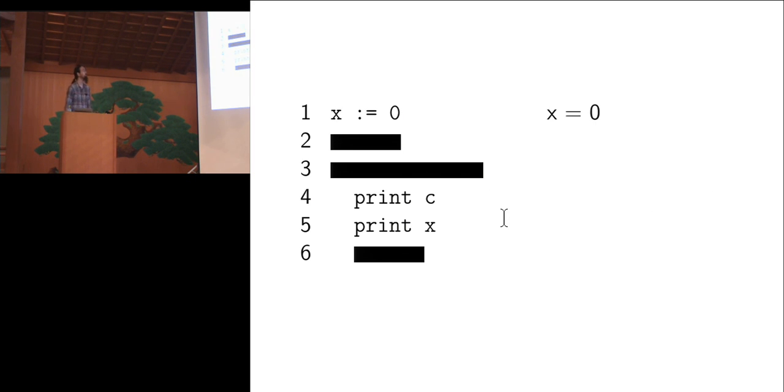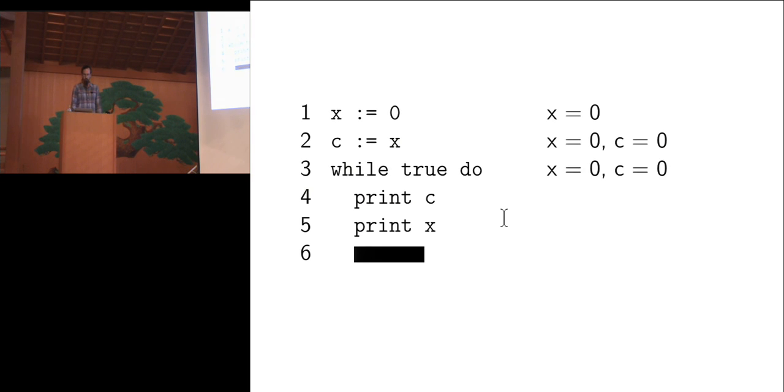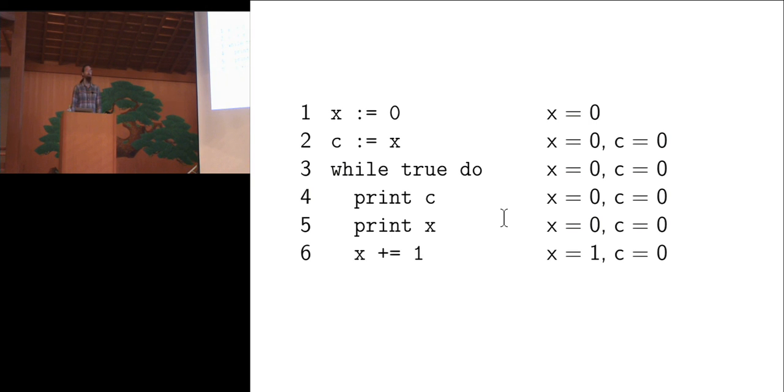So let's go. First line sets x to 0. OK, x is 0, and a constant at that line, so far as I know. Second line sets c to x. Well, x is still 0, so c is going to be 0. Now we're entering a possibly infinite loop. Variables don't change. Print statements don't change variables either, so that was easy. Now we increment x. So now x is 1, c is 0.